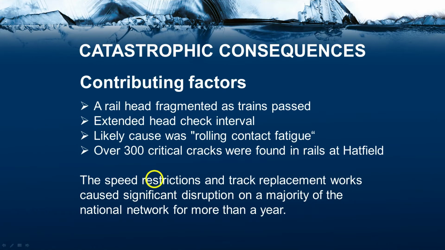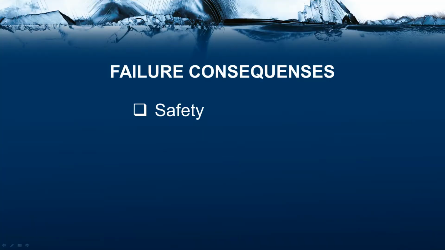So what was the impact of this accident? The speed restrictions and track replacement works caused significant disruption on the majority of the national network for more than a year. For more than a year, people had to suffer train delays, restricted speed, etc. So what I'm trying to say is that the catastrophic consequences of failures are not only at that point in time. They can last 30 years, 40 years, 50 years, or at best a year or so. So it's very important to understand failures and their impact. And the most important consequence is safety related: death and injury. That's very important. And of course, of late, a lot more focus has been brought on the environment.